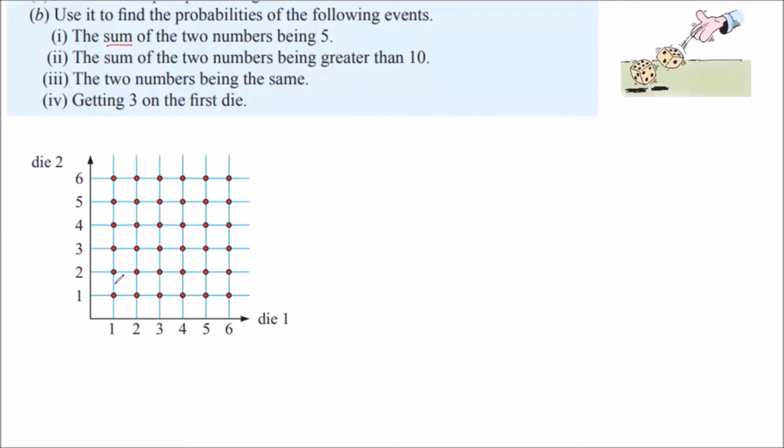Okay. In this event, obtaining 1 from both coins. Therefore, 1 plus 1, 2. Now, 1 and 2, 3. 1 plus 3, 4. 1 plus 4, 5. The sum of the two numbers being 5. Now 6. Next one 7.